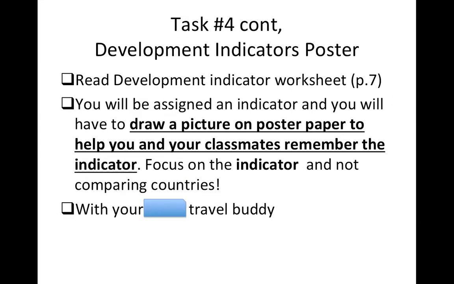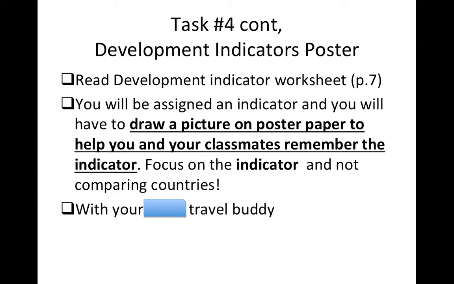Now, I have already explained to you what you are doing for your development indicator poster. Basically, you're reading the top of the worksheet, and I have assigned to you a particular indicator. If you don't have an indicator, then just choose one of the indicators that are most interesting to you. Remember, these indicators are life expectancy, GDP per capita, percentage undernourished, adult literacy rate, percentage with access to clean, safe water, so on and so forth.